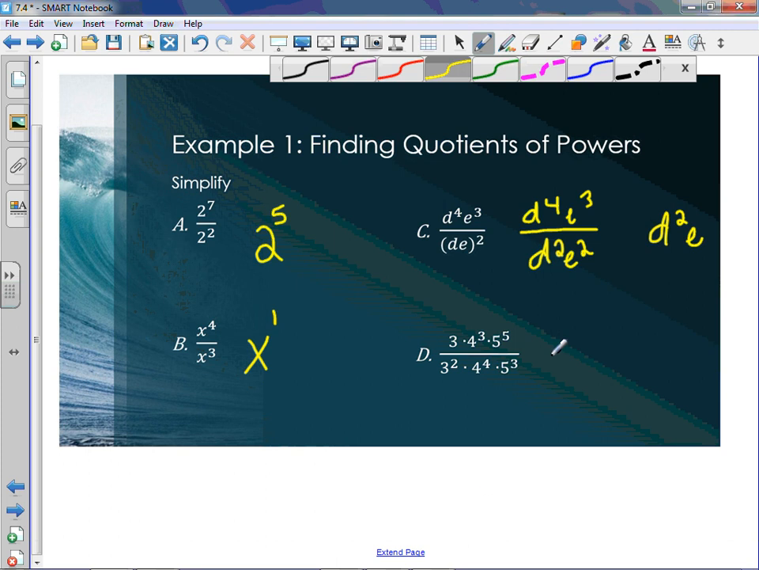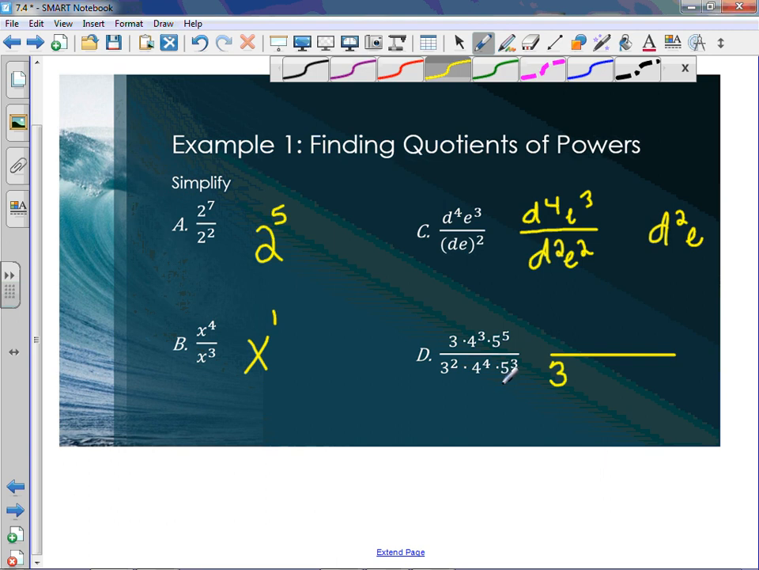Letter D is a lot more difficult. Here we go. We're going to go one number at a time. So let's start with the 3's. There's 1 3 on top, 2 on the bottom, so the bottom wins by 1. I can put the exponent to the first power, but I really don't need to. I can just leave the base 3.